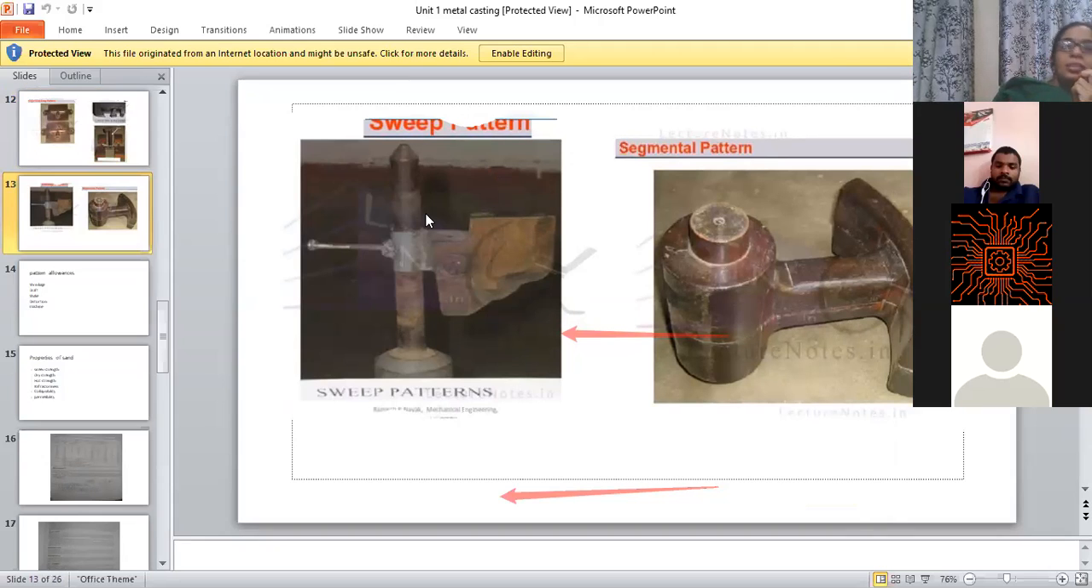What is a sweep pattern now? Are you listening or just watching? A sweep pattern is used for axisymmetrical objects. Here, this wooden pattern, you just rotate it and you will get an axisymmetrical shape.